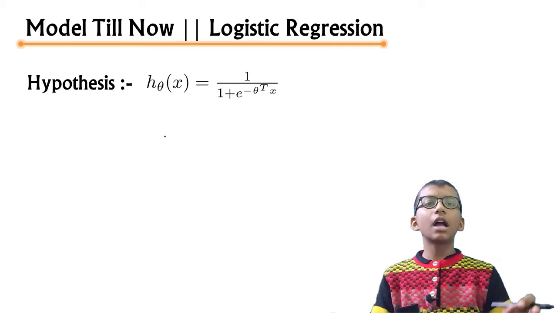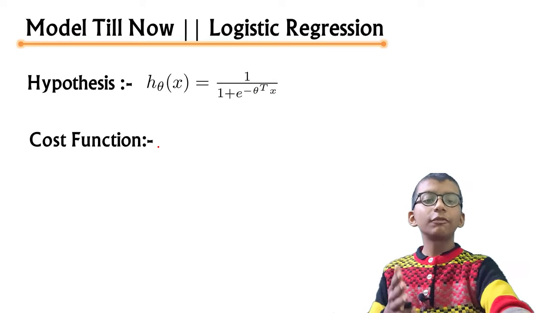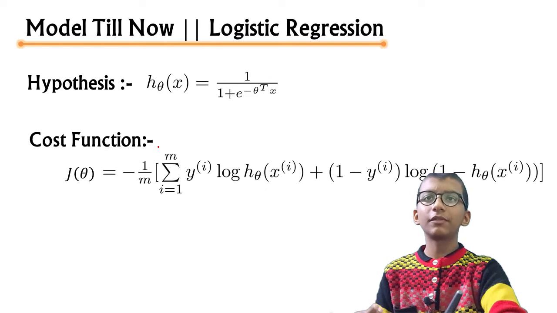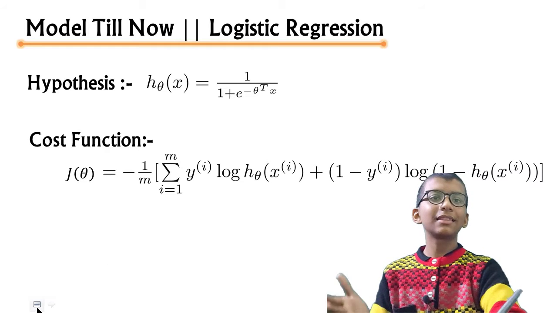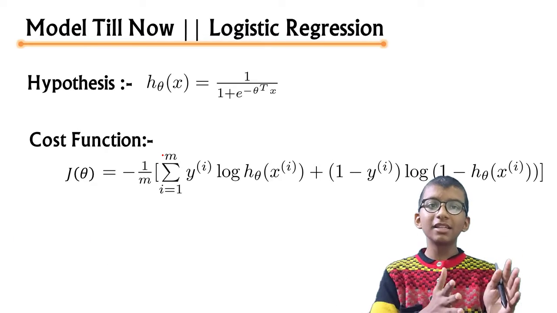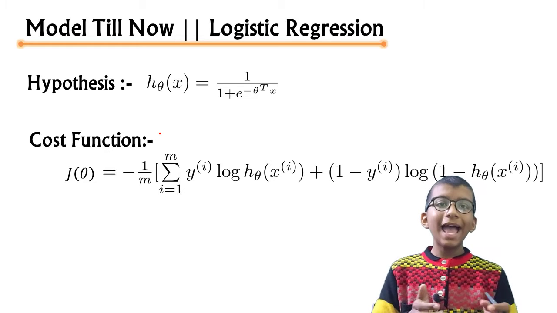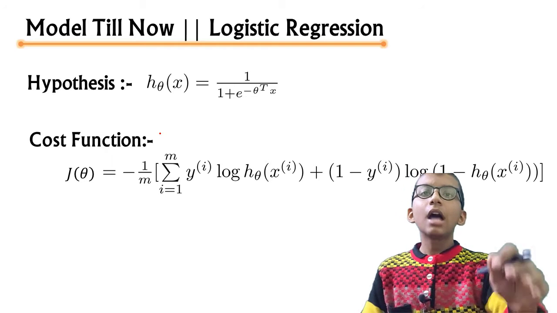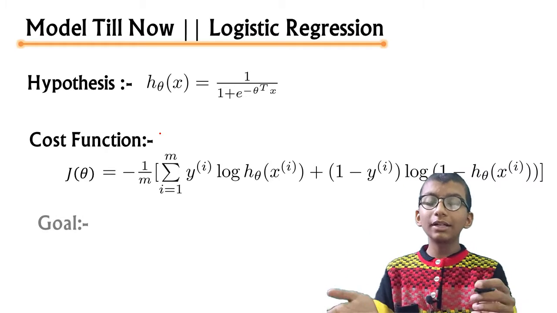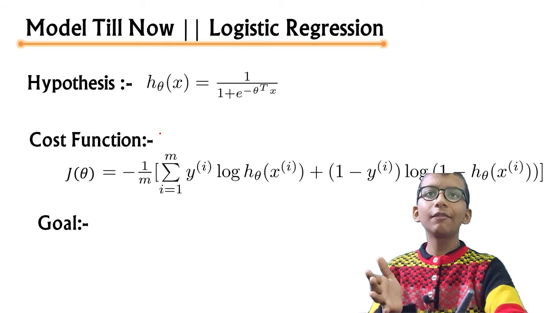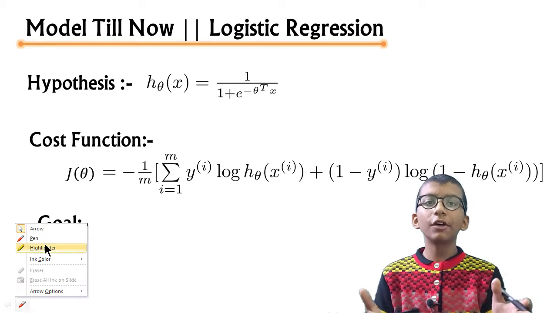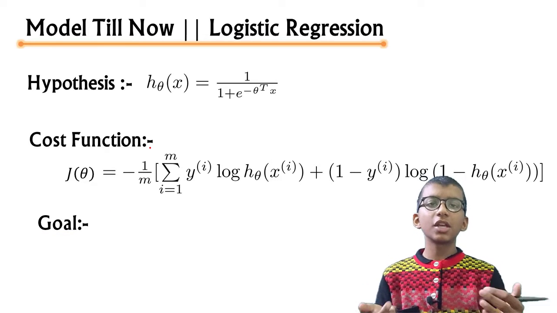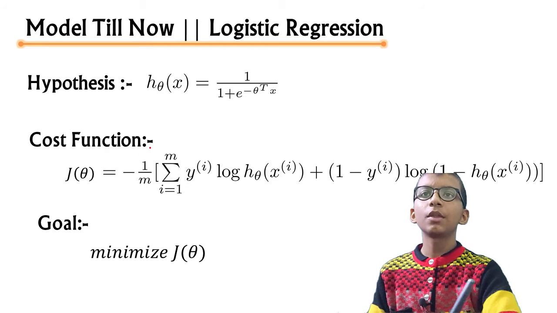And then we have our cost function, and the equation for the cost function is something like this, that I've taught you in my previous video. Here it is the same thing, compressed from the equation for if y equals 1 and if y equals 0. Then we have our goal. Our goal is always to minimize our cost function, j of theta.